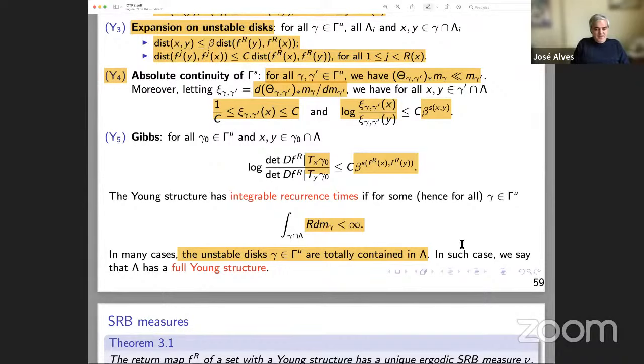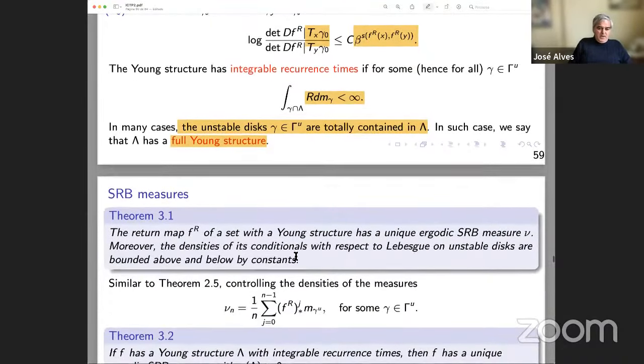They didn't obtain the property of the disks contained in the Young structure, Lambda. Of course, the disks are contained in the Hénon attractor, but the Young structure is a subset of the Hénon attractor. In such a case, and this is just for one of the results I want to talk about, for an application I have in mind, I will refer to this as a full Young structure. So full Young structure means the unstable disks that define the Young structure are contained in the set with the Young structure. Okay, so a first result.